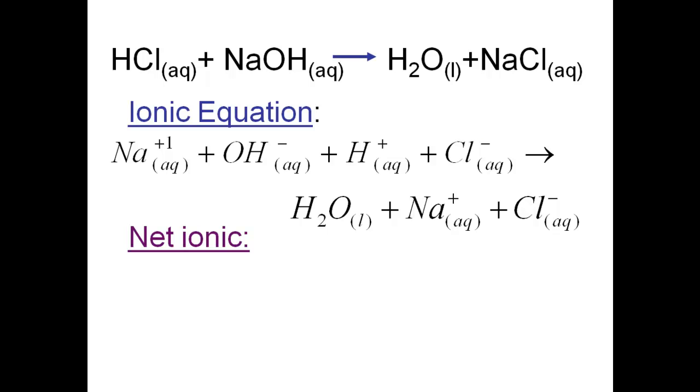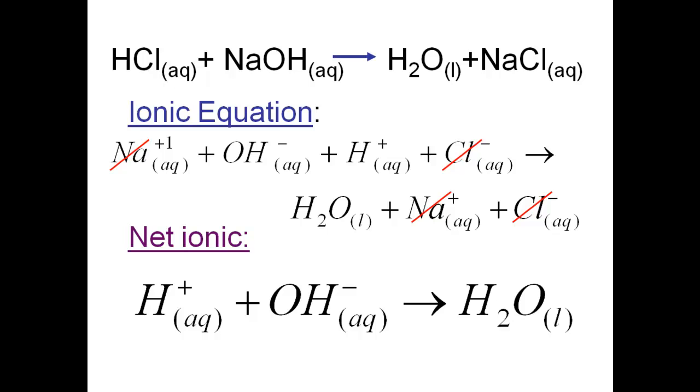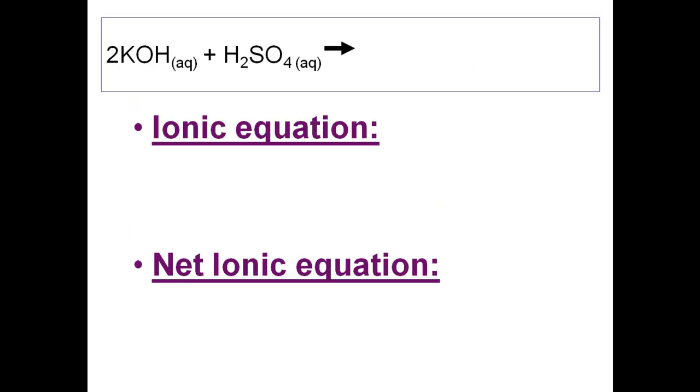If we cancel out the spectator ions from both sides, we can see that the net ionic equation for a neutralization reaction is the hydrogen ion plus the hydroxide ion forming liquid water. It's very important. If you can recognize that it's a neutralization reaction occurring, you automatically know the net ionic equation, that it's hydrogen ion plus hydroxide ion equaling liquid water.